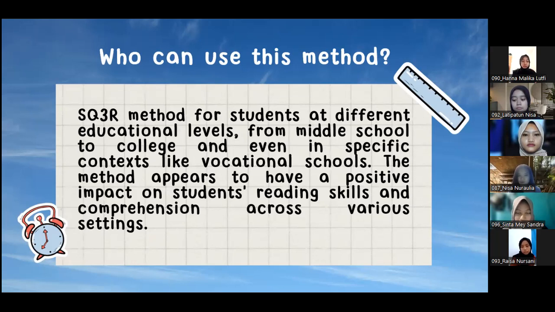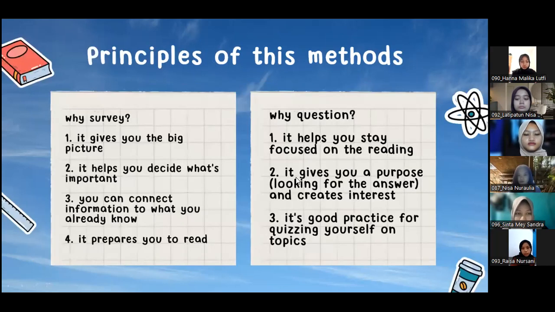Okay, thank you to the moderator for the opportunity. Now I will explain the principles of this method. There are 5 principles. The first is why survey. 1, it gives you the big picture. 2, it decides what's important. 3, you can connect information to what you already know. And the 4th, it prepares you to read.